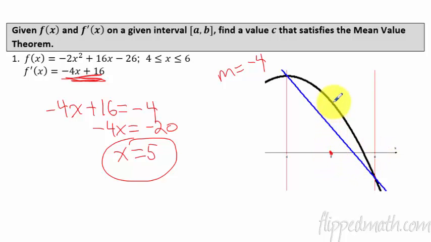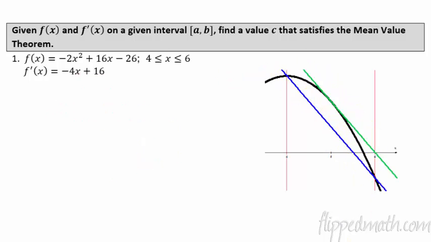So if we came up here and found the graph of that instantaneous rate of change, can you visualize it? That tangent line would be parallel to the secant line. It would have the same slope. So here's your picture of that. All right, that's how you use the Mean Value Theorem.